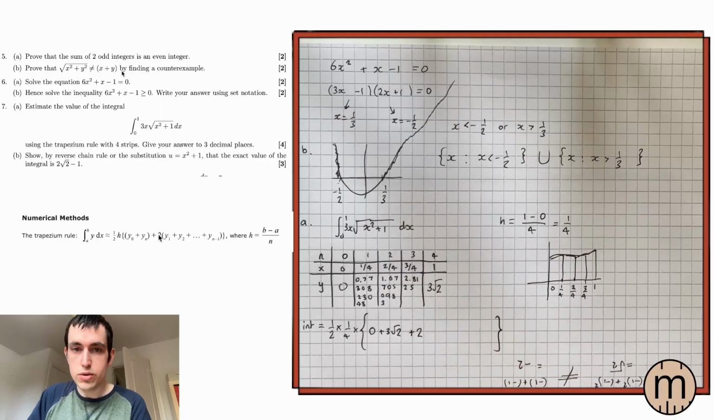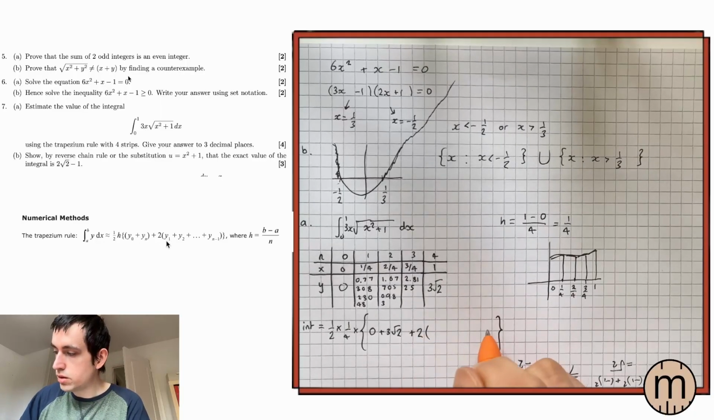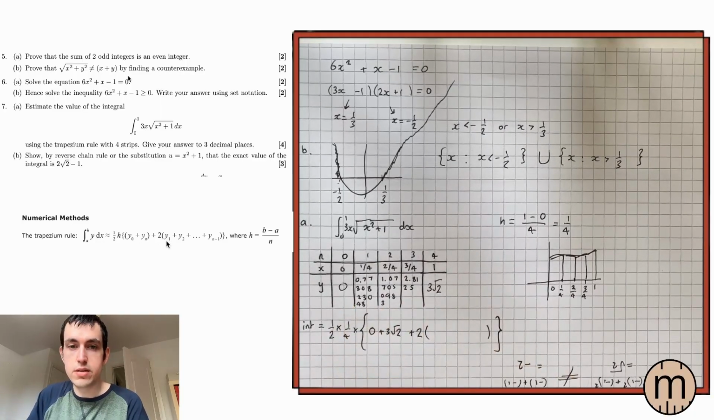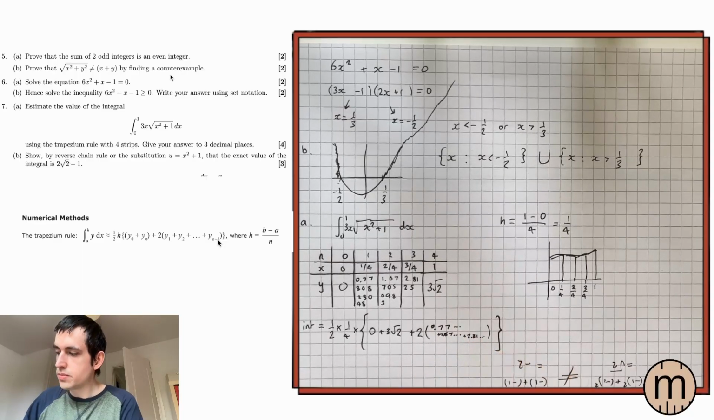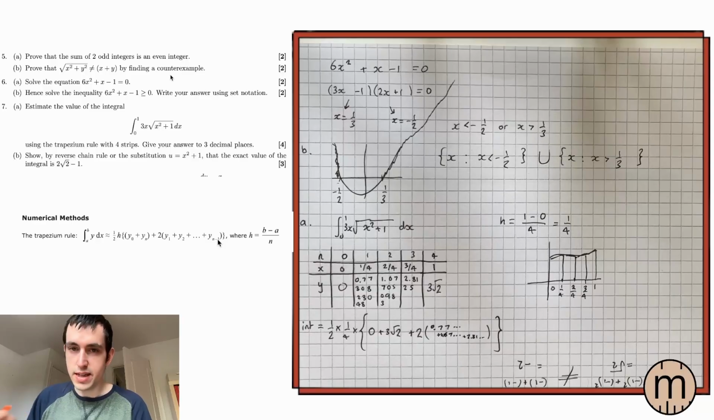And then we have to add on two lots of what? Two lots of everything else. Again, I don't think about it as y1, y2, y3, yn minus 1, it's just everything else. So it's going to be 0.77 dot dot dot plus 1.67 dot dot dot plus 2.81 dot dot dot. Once we shove that all into the calculator, we'll have our final answer for the integral.